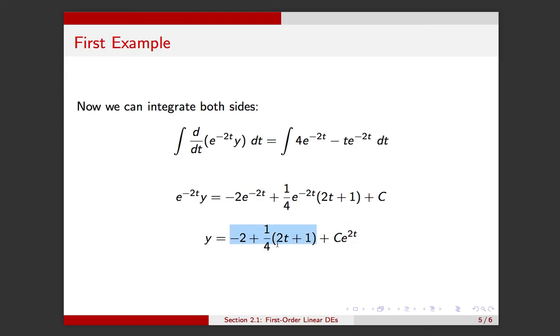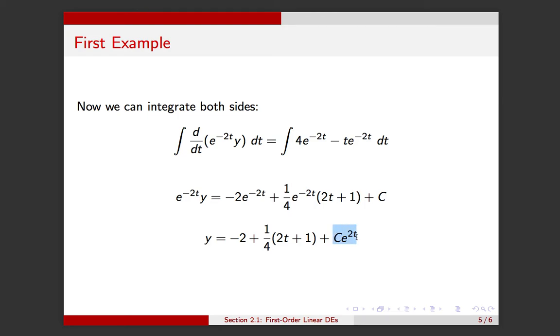Just this negative 2 plus a quarter, 2t plus 1. If c is 1, though, what do you have? You have a line plus an exponential that's going off to infinity. If c is negative 1, what do you have? You have a line plus an exponential that's dying down to negative infinity. So negative c values will drive these functions down, and positive ones will drive them up.